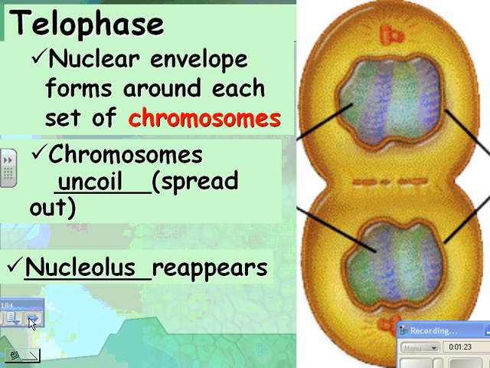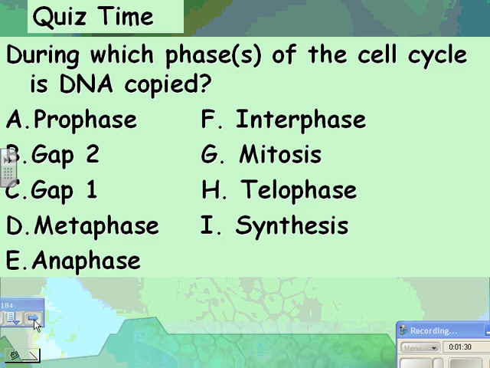And the nucleolus is made again. So since the DNA is spread out, it makes RNA, which can make a nucleolus. And that's it. Quiz time.